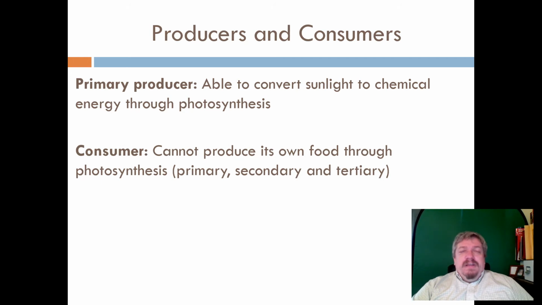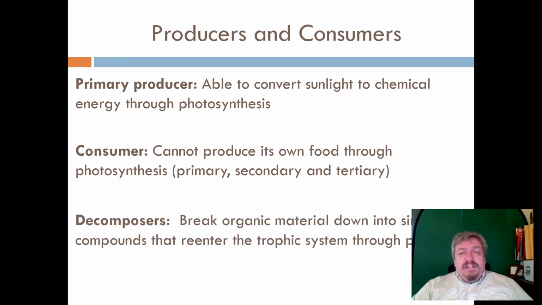Consumer. Anything is either a primary producer, which takes energy from the sun to make its own energy, or everything else is a consumer. It gets its energy through them. Right? So that could be an animal that eats plants. It could be an animal that eats other animals, right?